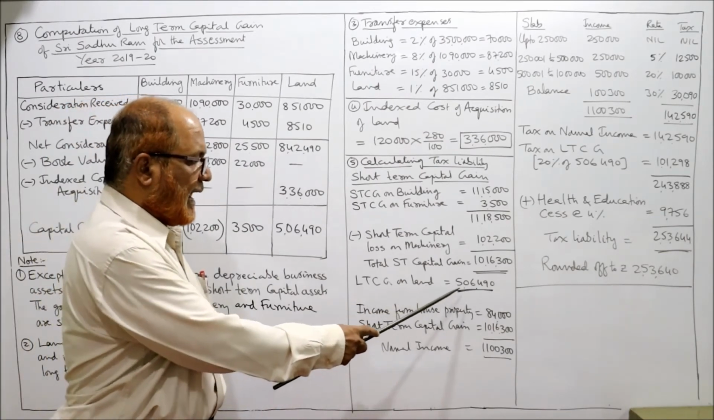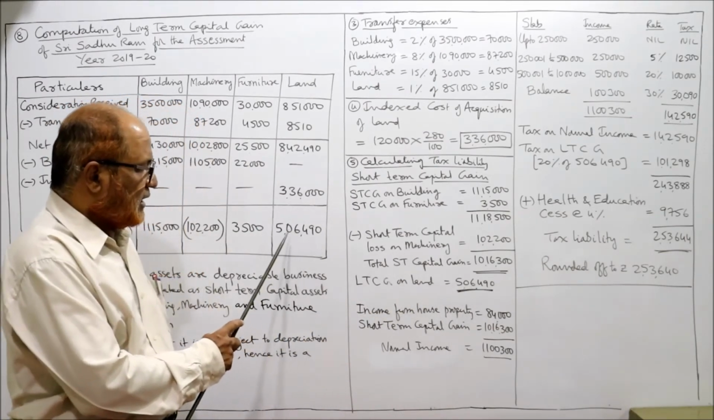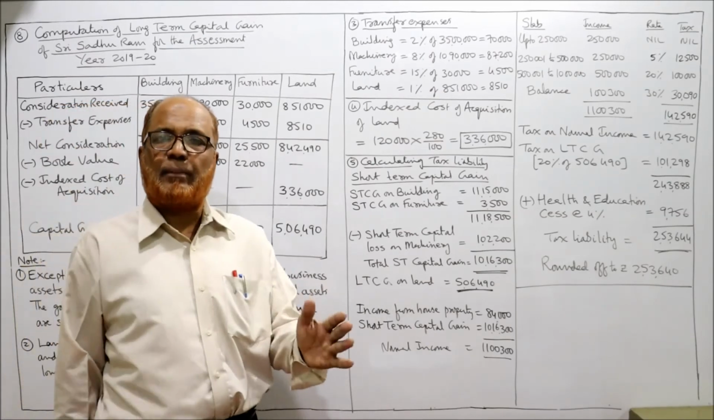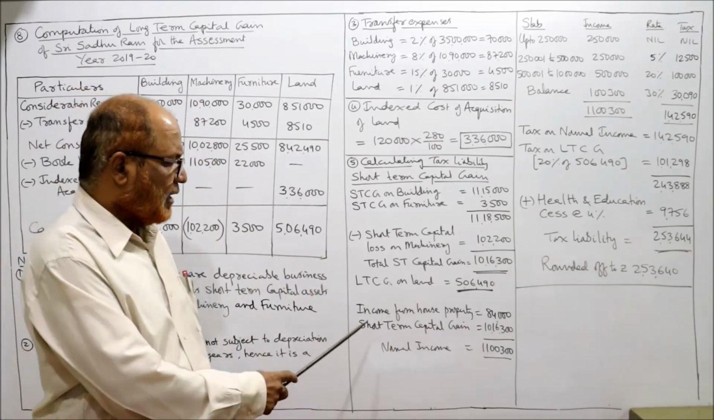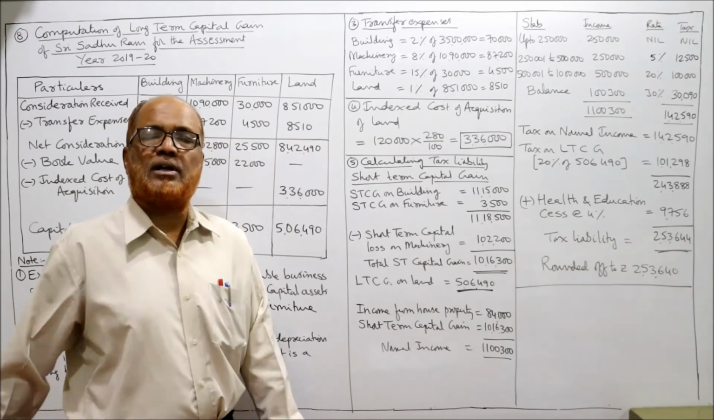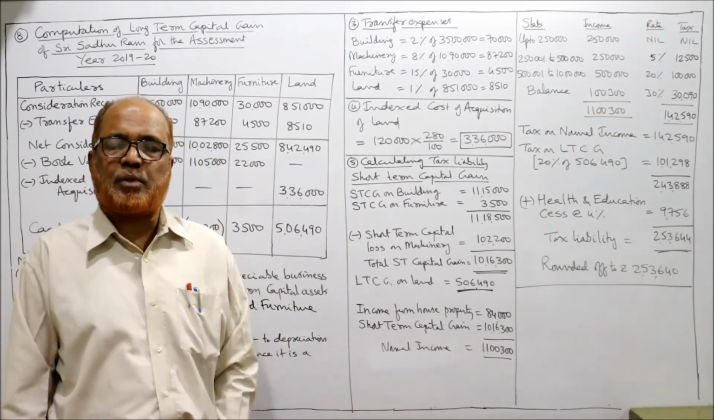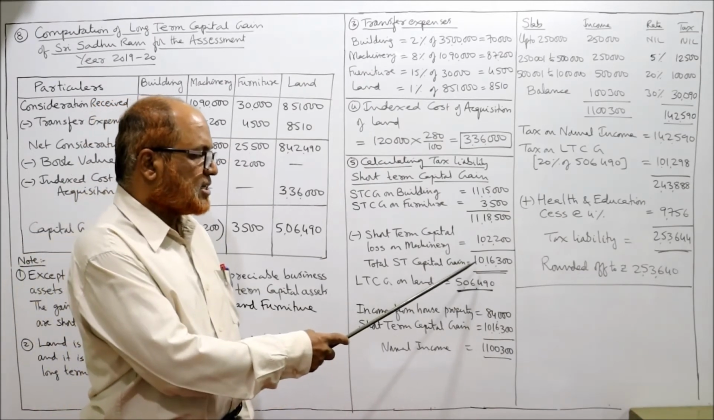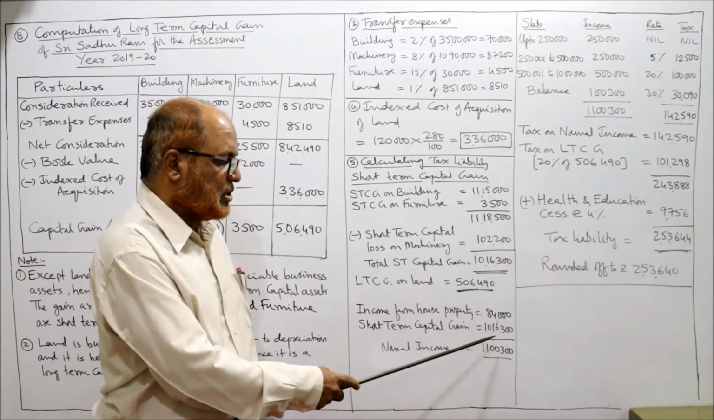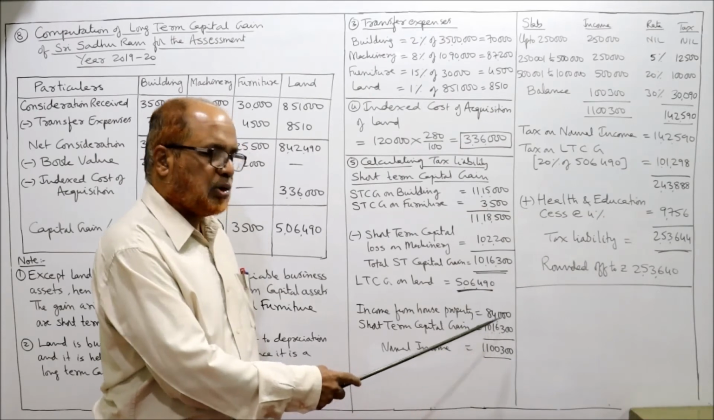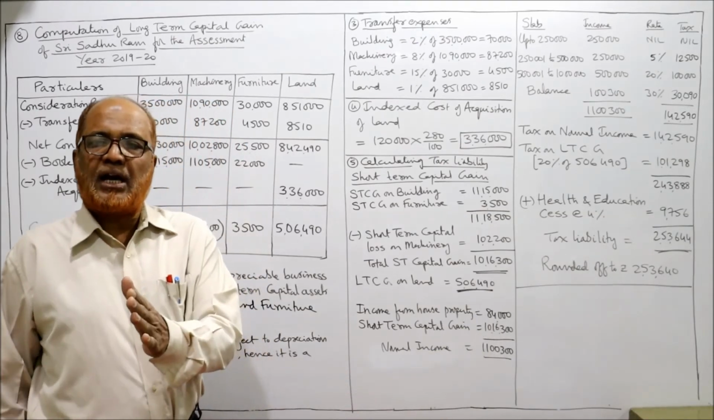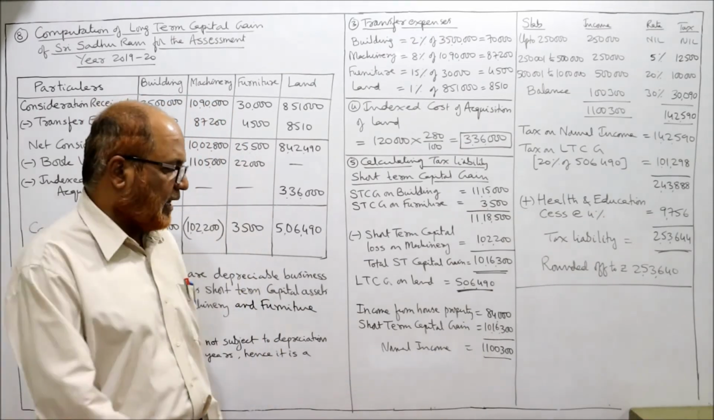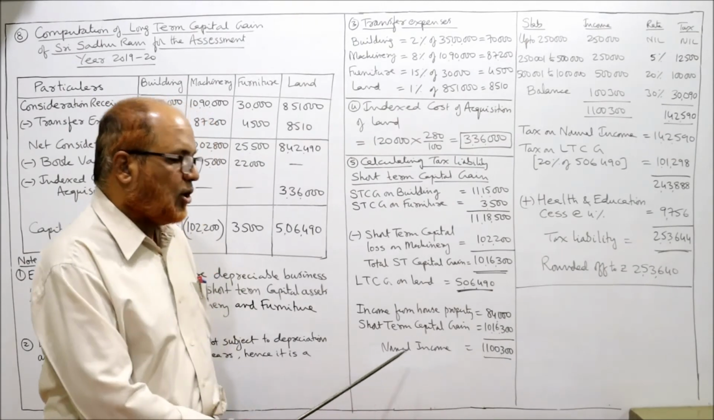Long-term capital gain on sale of land is 5 lakh 6,490. Now, income from house property. In the problem it is given income from house property 84,000 and short-term capital gain, just now we have calculated 10,16,300. You add up both income from house property and short-term capital gain. So 11,300,000, this is the normal income.